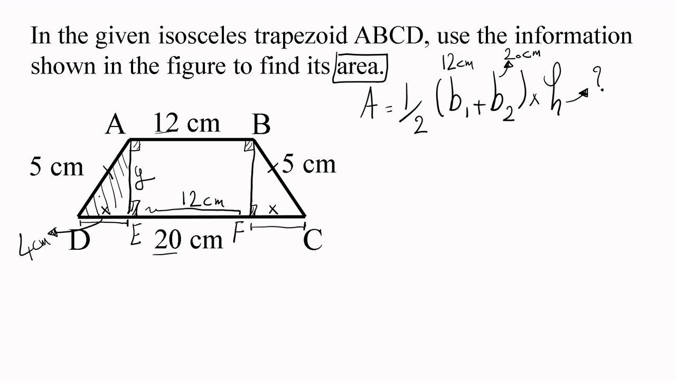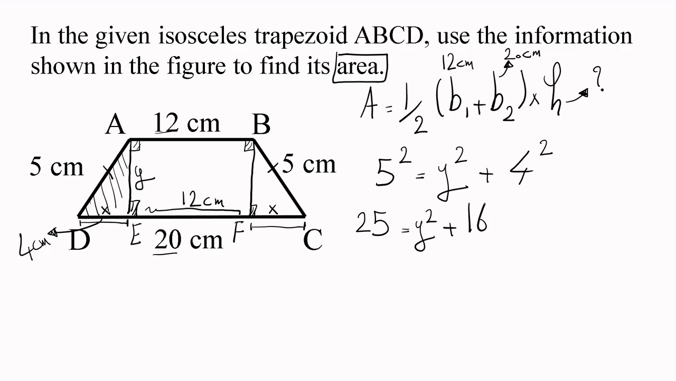Okay, I'm gonna apply Pythagorean Theorem for this right triangle. 5 squared, because this is hypotenuse, is equal to y squared, the missing side, plus 4 squared. Really easy. 25 is equal to y to the power of 2 plus 16. I'm gonna solve this based on transposition method. I'm gonna move it to the other side by changing the sign.